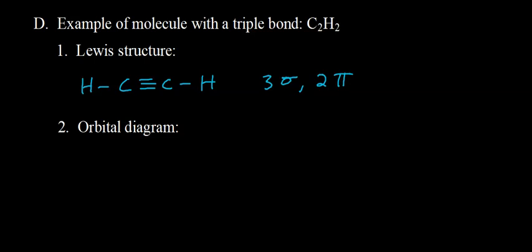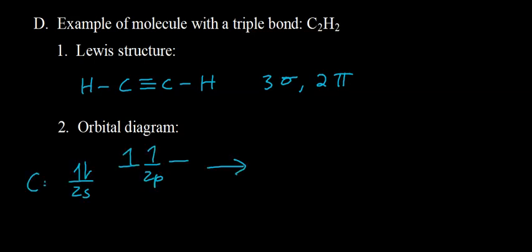All right, next step. Before we get to the orbital diagram, notice the geometry around each carbon. What is the geometry around each carbon in this molecule? Each carbon is linear. Again, why is each carbon linear? It has to do with the hybridization of the central atom. So let's once again look at the orbital diagram for carbon. It's valence shell only. Go ahead and pause while you do that.